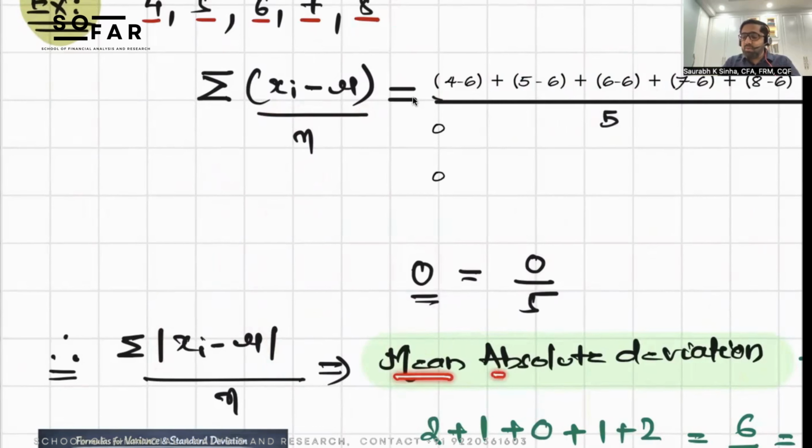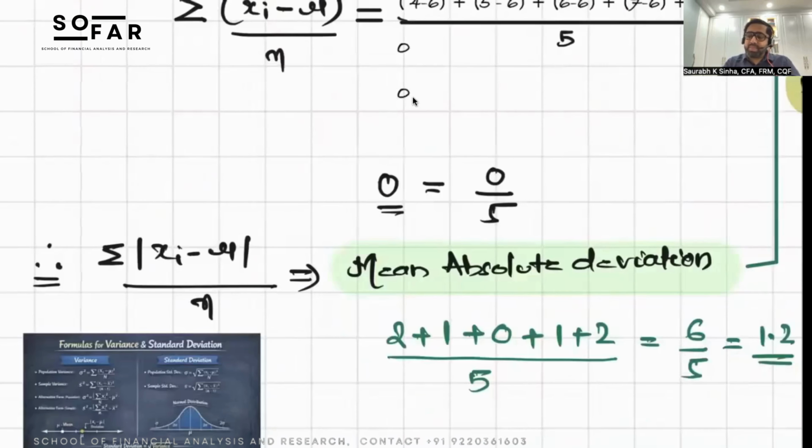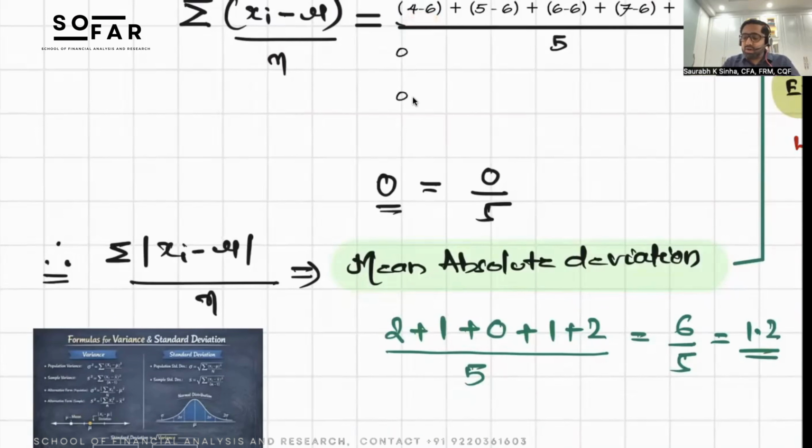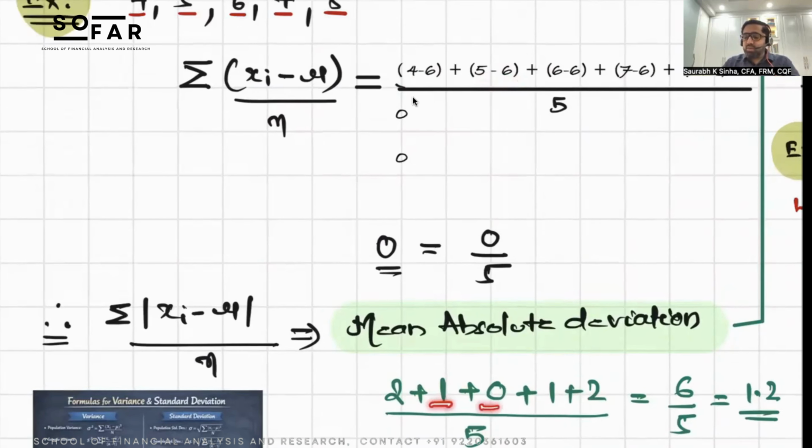Okay, mean modulus deviation. So this minus 2 will become 2. This minus 1 will become 1. 0 will remain 0, 1 and 2. So it is 6 upon 5. That is 1.2. What is the interpretation of 1.2? 1.2 means on an average, each data point is 1.2 deviation from the mean. So that is the dispersion in the data.